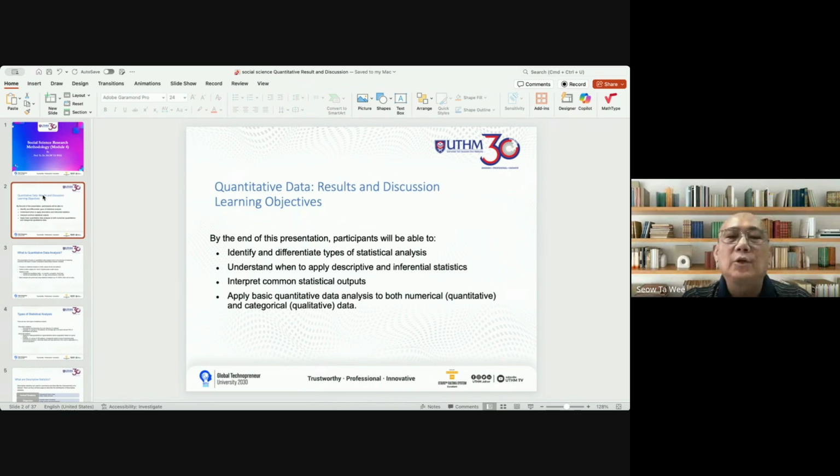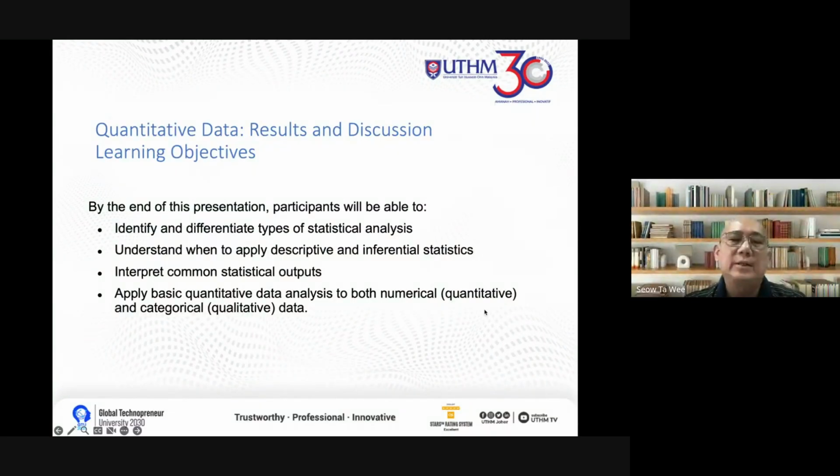Today is about the quantitative data, result, and discussion. By the end of this presentation, students will be able to identify and differentiate types of statistical analysis, understand when to apply descriptive and inferential statistics, interpret the common statistical output, and apply basic quantitative data analysis to both numerical and categorical data.